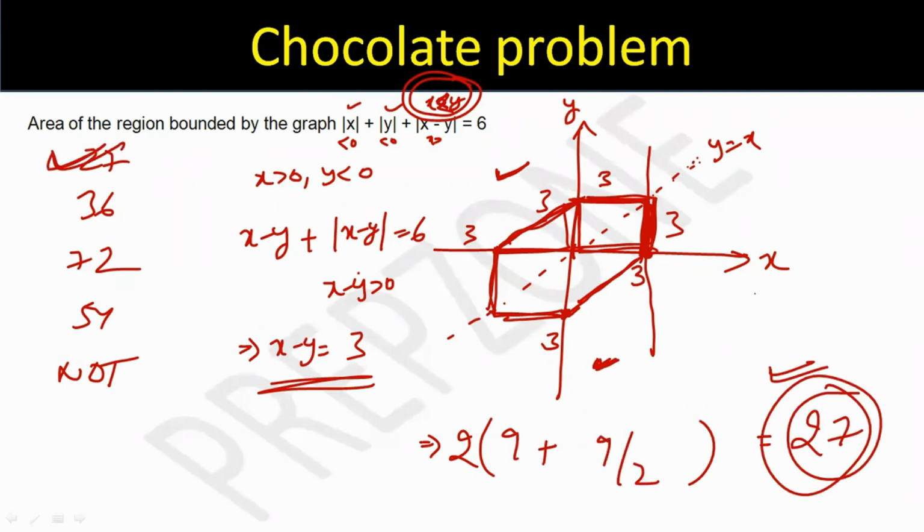This is not a regular hexagon, right? Because this is 3, but this is 3√2. This is again 3√2. So it is not a regular hexagon.